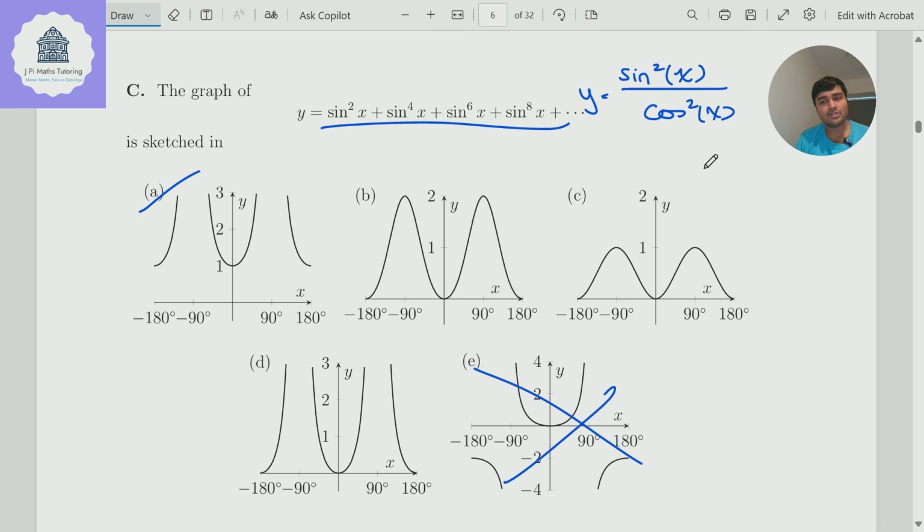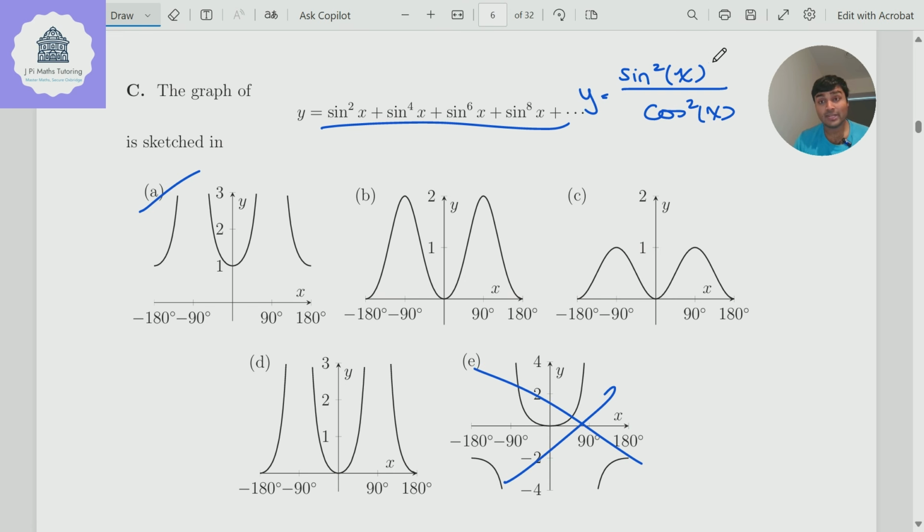So in particular, when should we have x-intercepts? Well, it's when tan squared x is 0, and so that's at 0, 180, 360, and so on. But annoyingly, all of these options have that. Okay, cool. Now I can play a game of spot the difference. What are the differences between these guys? Well, this guy seems to have difficulties when x is 90 or minus 90.